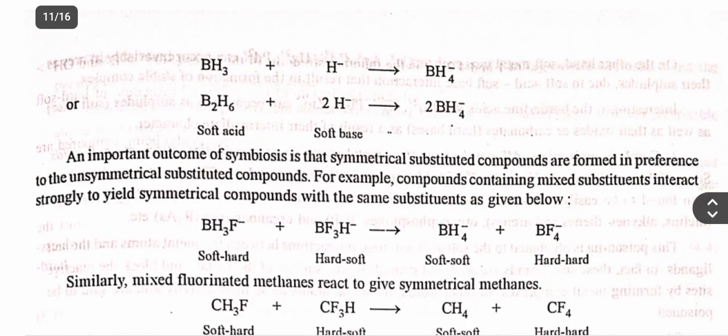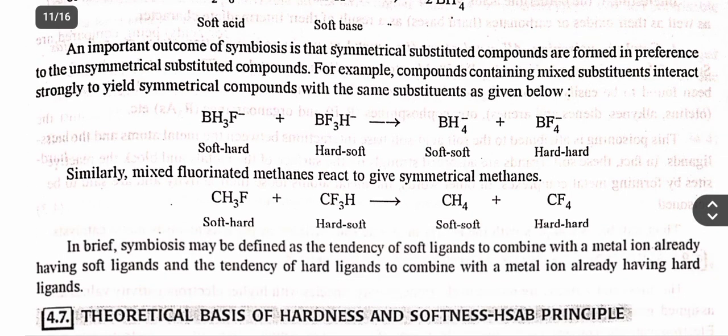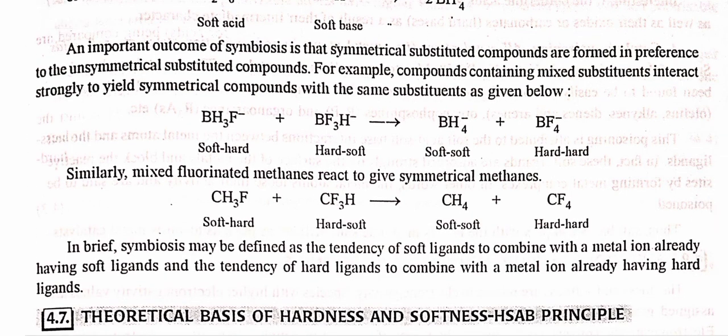An important outcome of symbiosis is that symmetrically substituted compounds are formed in preference to unsymmetrically substituted compounds. For example, compounds containing mixed substituents interact strongly to yield symmetrical compounds with the same substituent, as given below. Similarly, mixed fluorinated methanes react to give symmetrical methanes. In brief, symbiosis may be defined as a tendency of soft ligands to combine with a metal ion already having soft ligands, and the tendency of hard ligands to combine with a metal ion already having hard ligands.